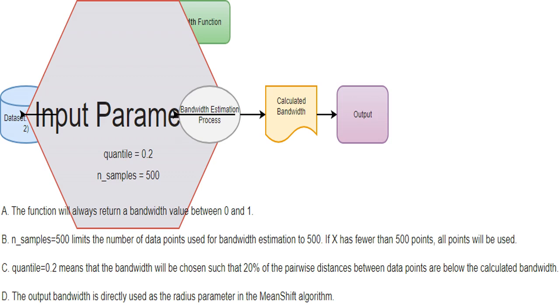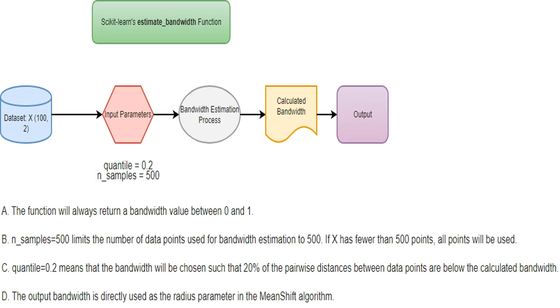These are the settings I'm giving the function to control how it works. I'm setting the quantile parameter to 0.2, or 20%. This means I want the bandwidth to be chosen such that 20% of the pairwise distances between all my data points are less than this calculated bandwidth. I'm limiting the number of data points used to calculate the bandwidth to a maximum of 500, even though I have 100 data points in total. If I had more than 500, only 500 would be randomly sampled. This is to make the calculation faster.